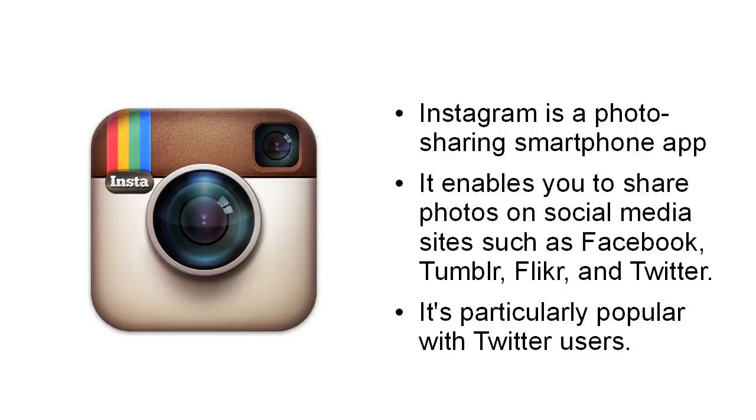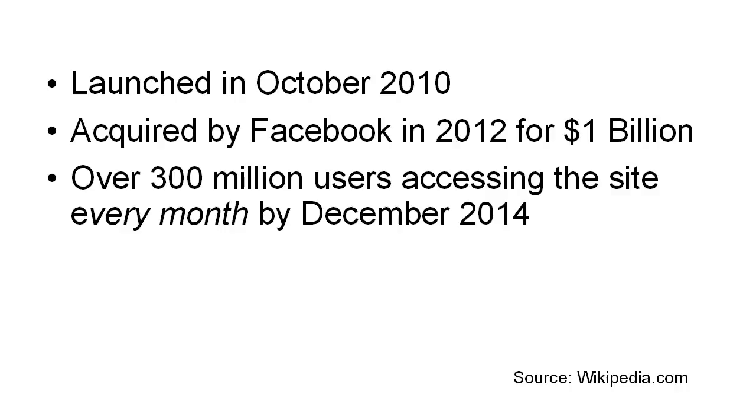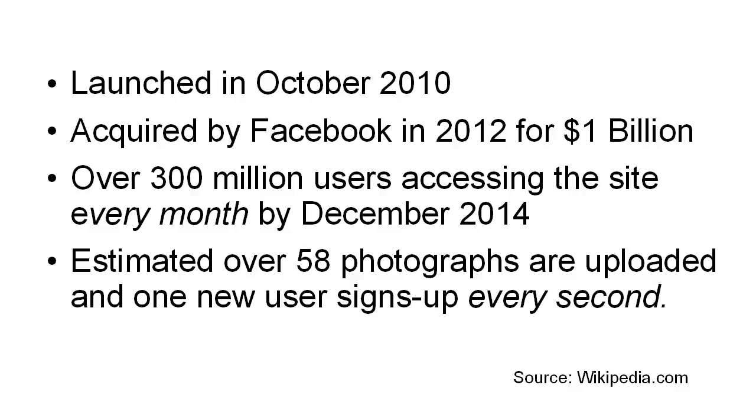Now, let me give you some background here. Instagram launched in October 2010, and it was acquired by Facebook in 2012 for $1 billion. Over 300 million users access the site every month, and that was by December 2014, the last time that they published the stats. And it's estimated that over 58 photographs are uploaded and one new user signs up every second. So you can see that it is a rapidly growing site and one that you can use to reach a massive audience. And you can add tags to your photos and images.